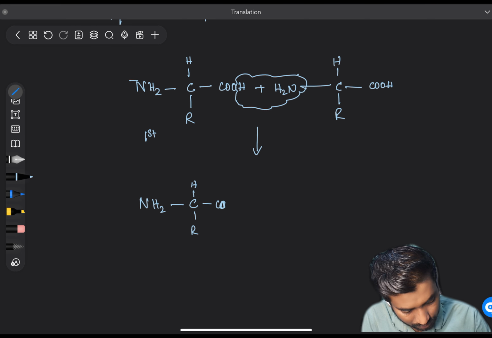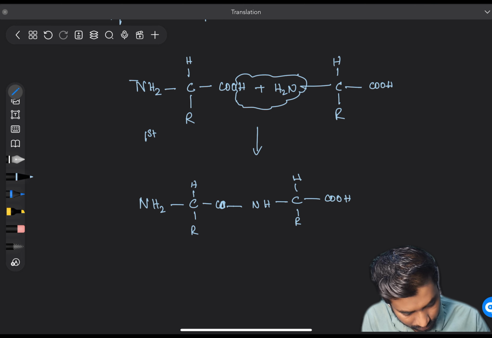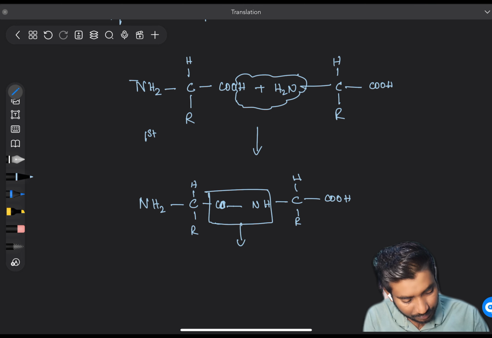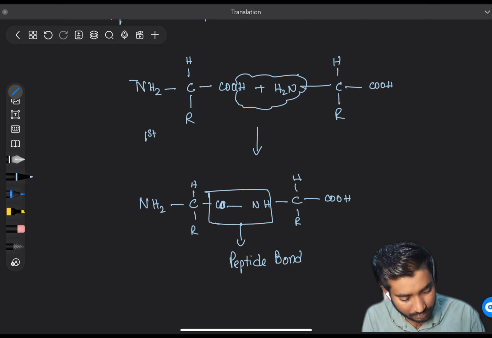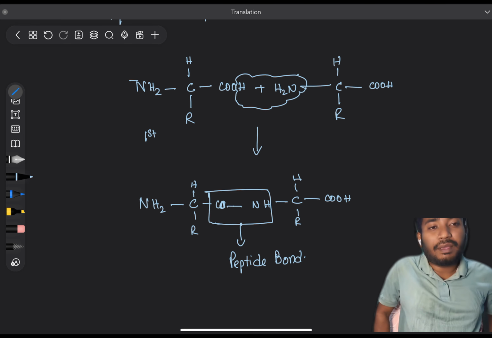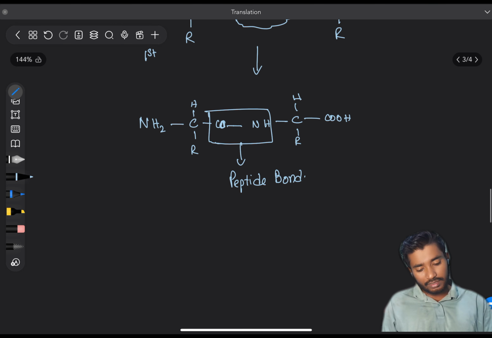CO. Okay. Bonds with the amine group, CH R COOH. Here it is a peptide bond. It is a peptide bond. Okay. So a peptide bond is created in the elongation.